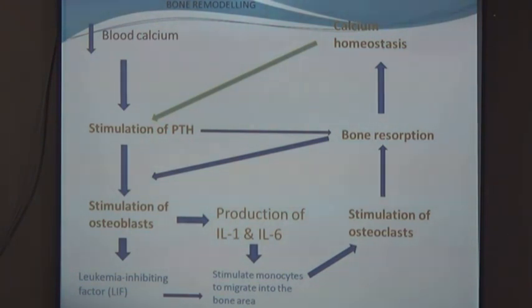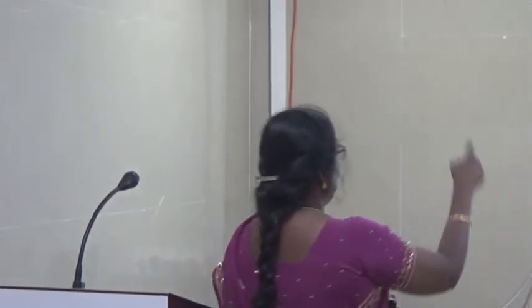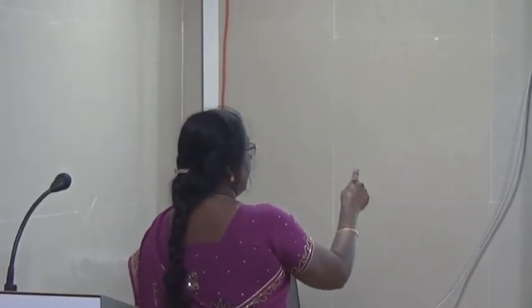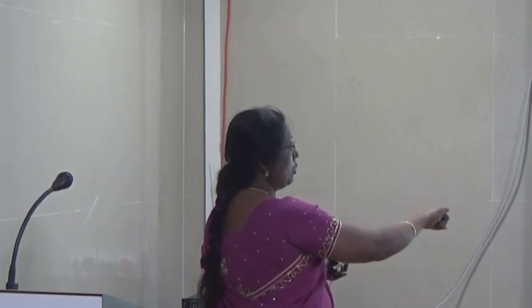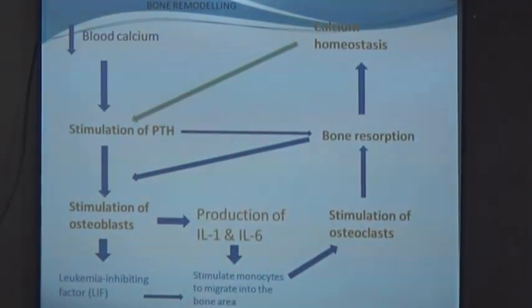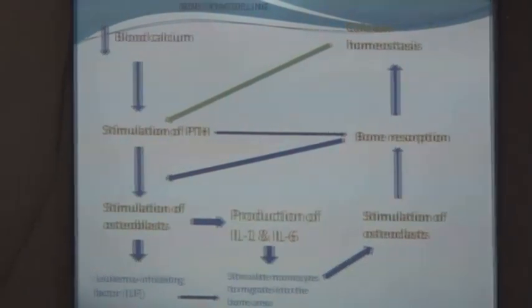It secretes leukemia inhibiting factor, and what happens? It stimulates the monocytes. Monocytes are the ones which help in the formation of osteoclast. Once osteoclasts are more, automatically there is going to be resorption. So this cycle you should understand. Decrease in blood calcium stimulates PTH, stimulation of the osteoblast, leukemia inhibiting factor stimulates monocytes to migrate into the bone area. Once these monocytes enter the bone area, they stimulate the osteoclast. Osteoclast, bone resorption, calcium. This whole thing is a circle. Okay, homeostasis is maintained.